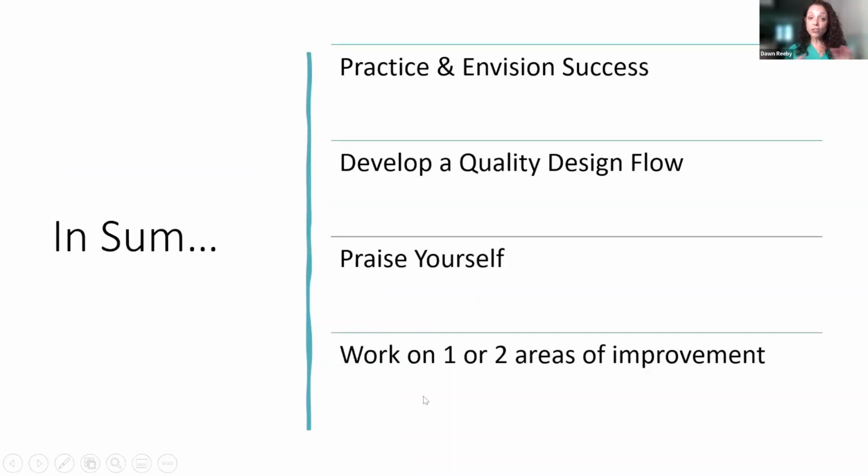Okay, so structure, that's what we're talking about right now. Practice and envision your success, right? Envisioning your success, practicing your pregame. This is the pregame. This is what happens before the show. So envision your success, practice, ask those questions. Does that develop that quality design flow? Those three key areas, right? The opening, tell them what you're going to tell them, the meat and potatoes, and then a recap of what you have said.